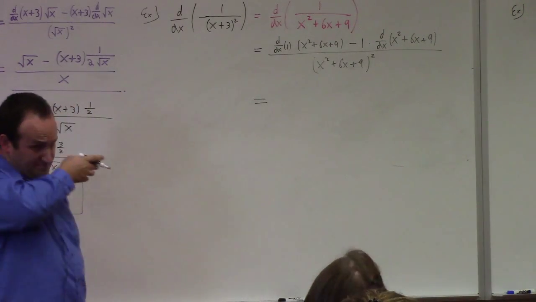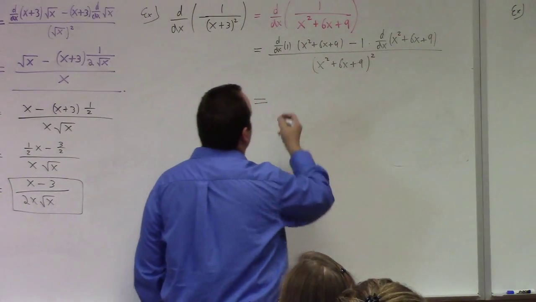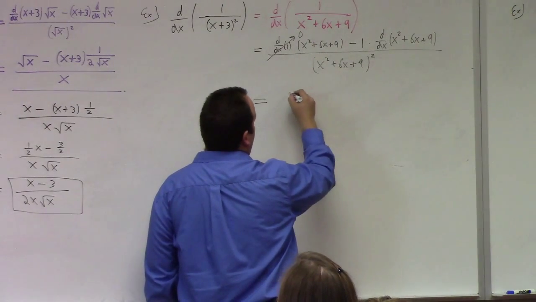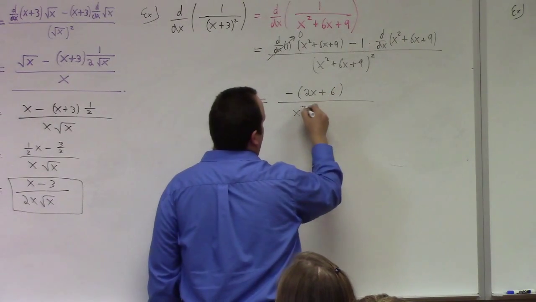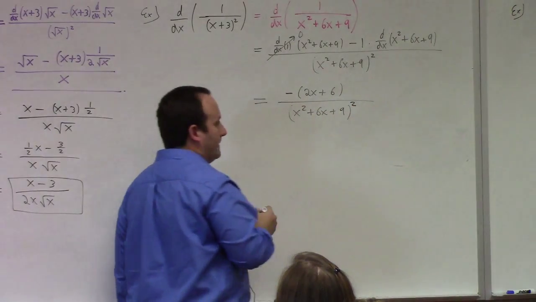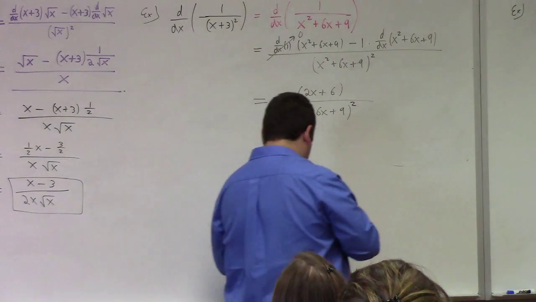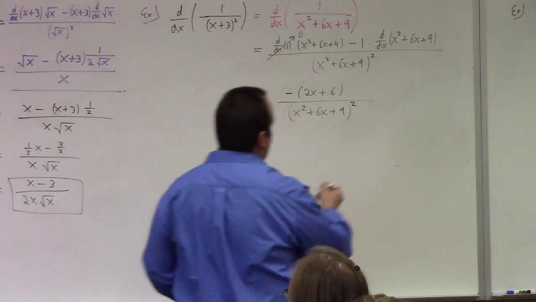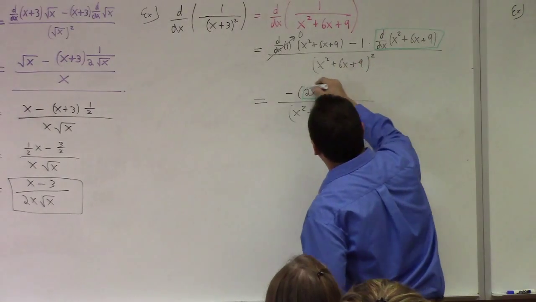What's the derivative of 1? Of course, this is just 0, right? So really, you just have minus parentheses 2x plus 6 divided by x squared plus 6x plus 9 quantity squared. Where'd you get 2x plus 6? I differentiated this right here. That gives me these terms.